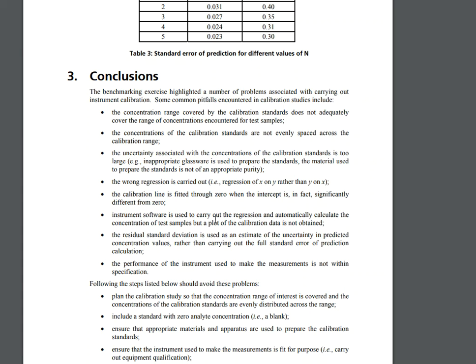The instrument software is used to carry out the regression and automatically calculate the concentration, but a plot of the calibration is not obtained. So that basically means, do you know how to operate the system? Do you know how to operate the software? We want you to utilize the technology to its extreme, right? If the machine can give you a standard calibration curve, then let the instrument give you a calibration curve. But be able to go in and print off calibration data.